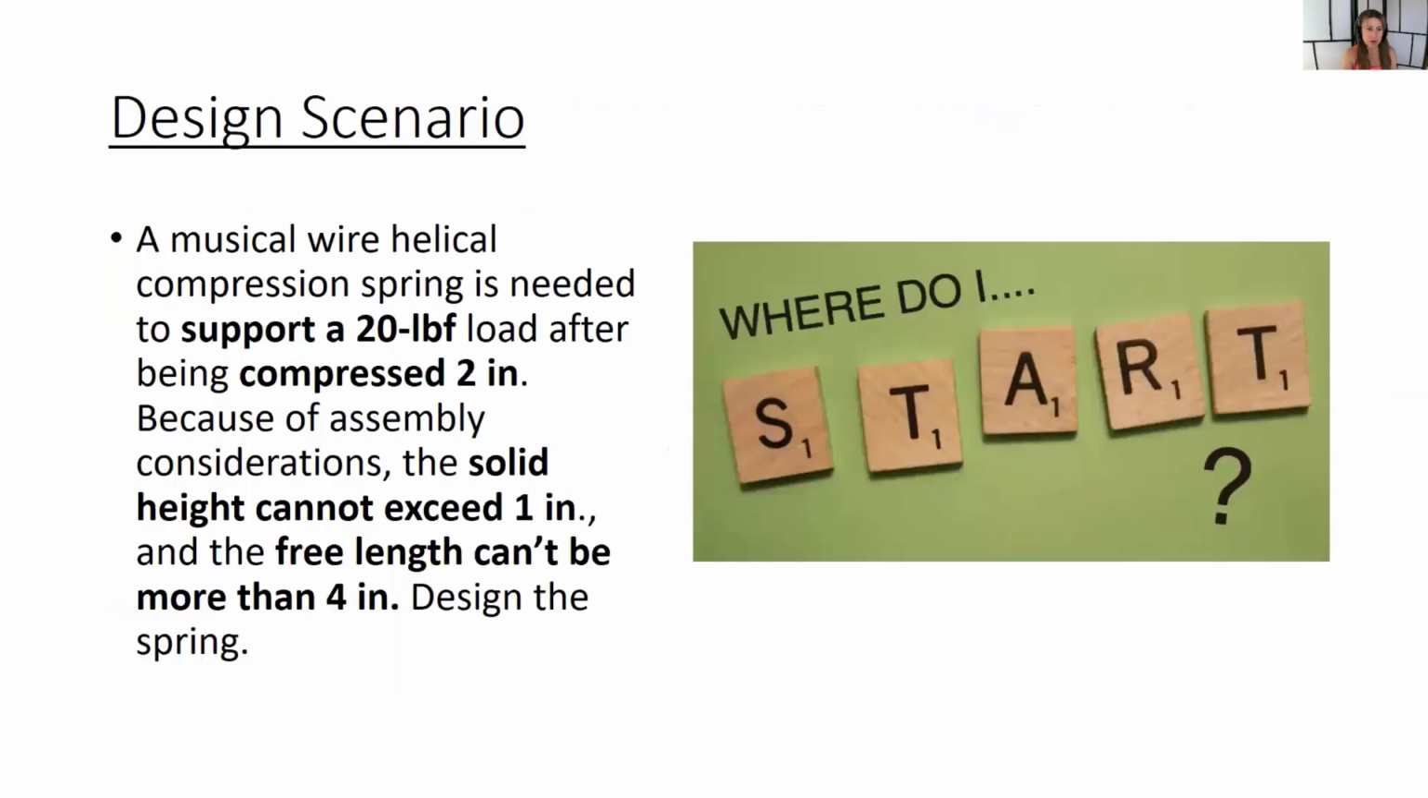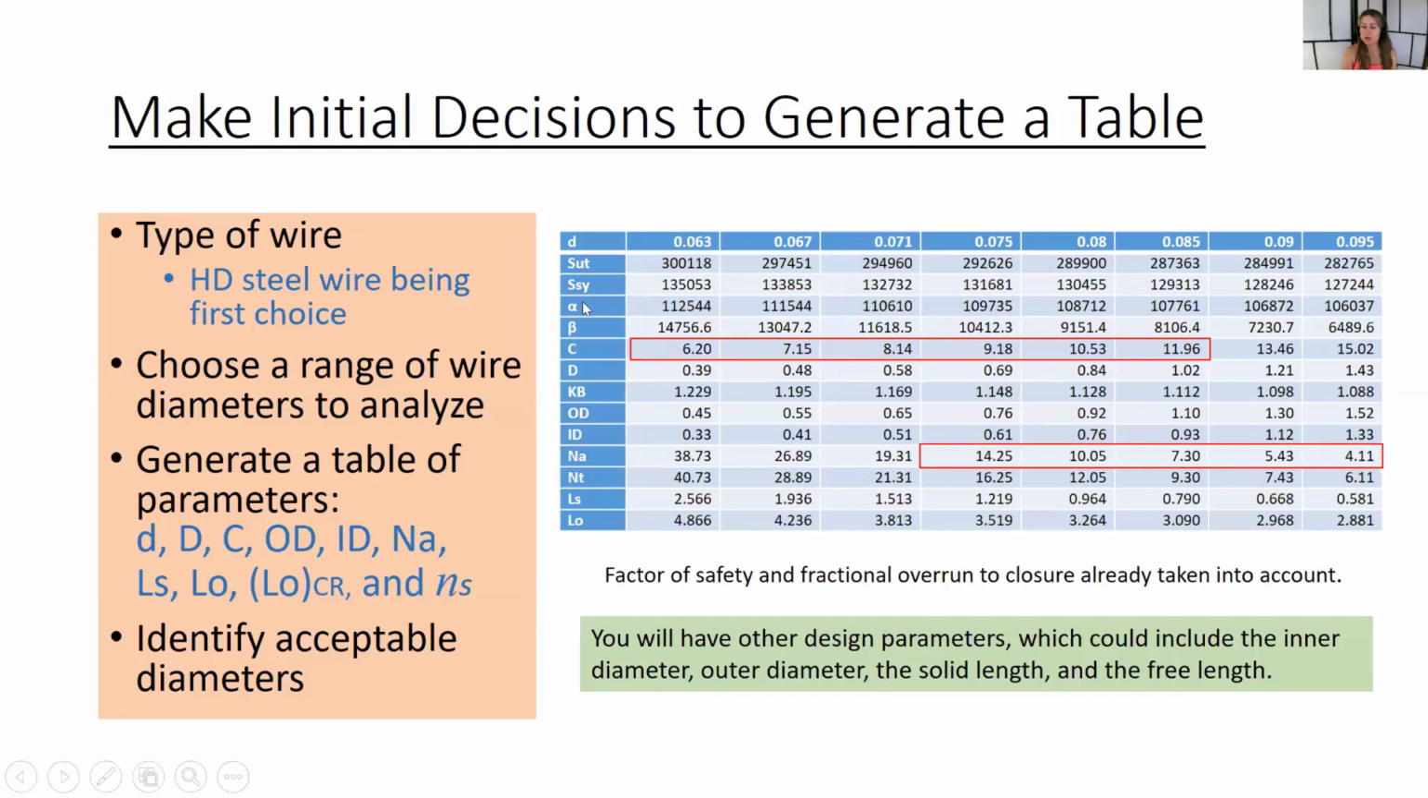So if we go back to our example, which I will show you how to do in my analysis tool, the solid height cannot exceed 1 inch and the free length can't be more than 4 inches. So these would be 2 additional parameters, and you'd use the table to identify wire diameters that would meet these parameters. So the only 2 parameters we haven't talked about are alpha and beta.